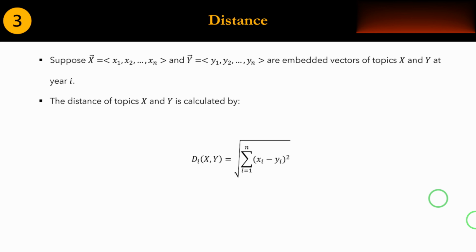After topic embedding, we can perform some mathematical operations on topics. For example, the distance between topic x and y can be easily obtained from calculating the Euclidean distance between their embedded vectors. So far, we have proposed a method to calculate the distance between each topic pair in each year. By examining the distance between topics, we can track how topic pairs react to each other over time.